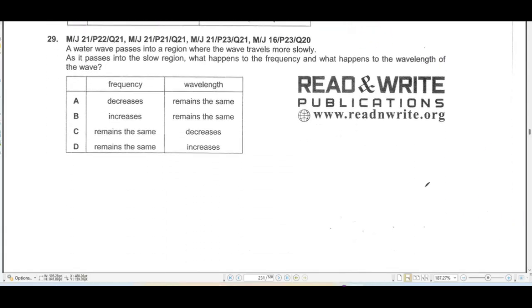Moving on to question number 29. A water wave passes into a region where the water travels more slowly. As it passes into the slow region, what happens to the frequency and what happens to the wavelength of the wave? Okay, the phenomena that we are talking about over here is refraction. ठीक है? Whenever the refraction occurs, we know that V is equal to F lambda. ठीक है?